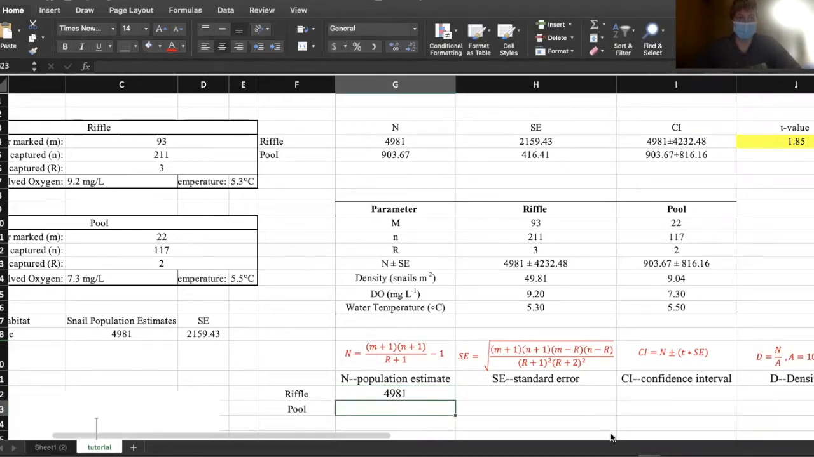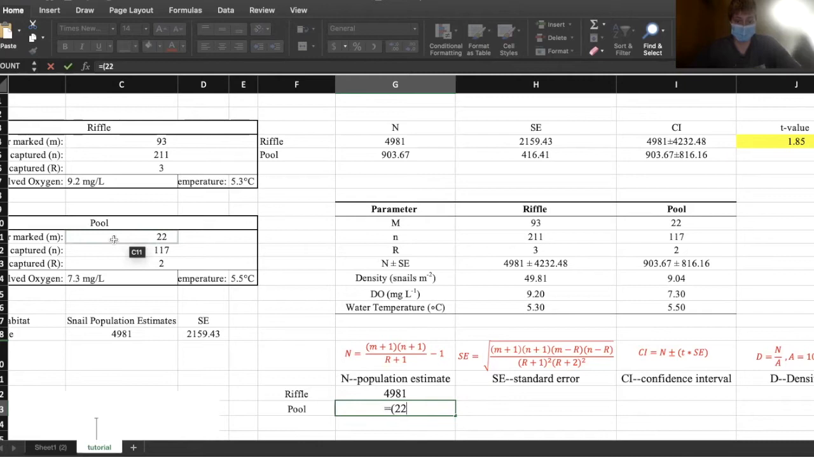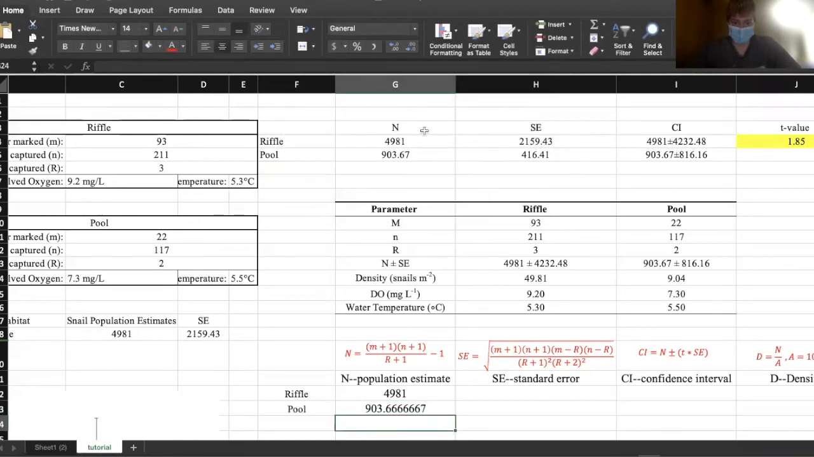I'm going to do it one more time for the pool. Down here, the number of marked individuals plus 1, times the number of captured individuals plus 1, and divided by the number of recaptured individuals plus 1, and then subtract all of that by 1. Okay, so these are the population estimates for the different microhabitats.